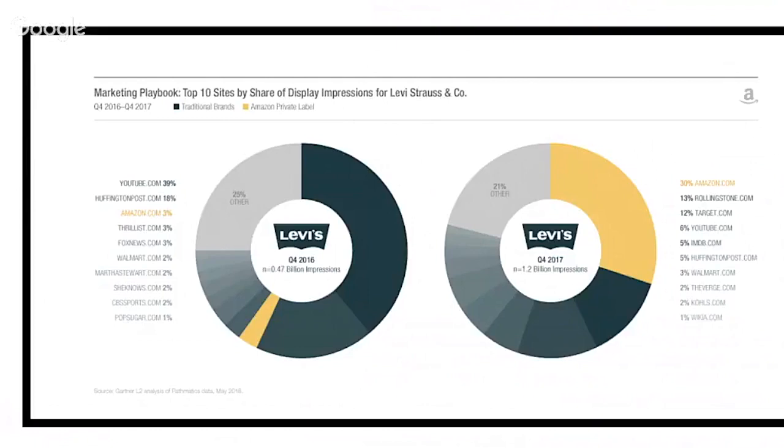So when we look at Levi's numbers, you can see that they've gone ahead and invested in sponsored products. With just their sponsored products initiative, they were able to go from 3% of Amazon share to 30% in their impressions. So they were getting about 3% of total impressions over on Amazon, and now they're up to 30%.